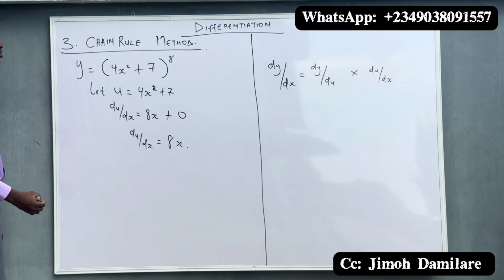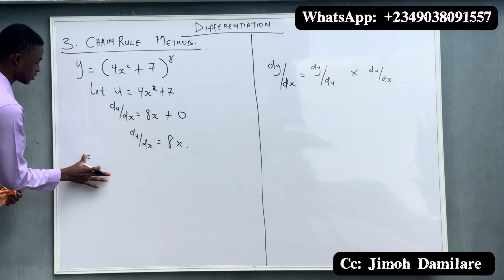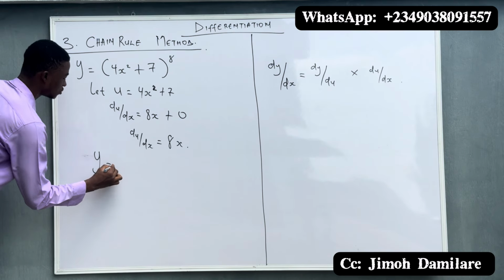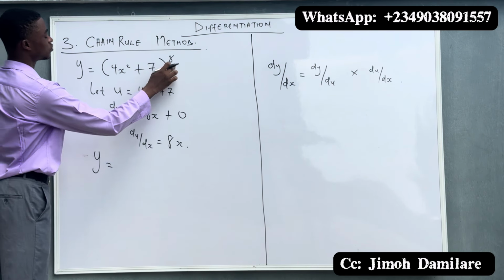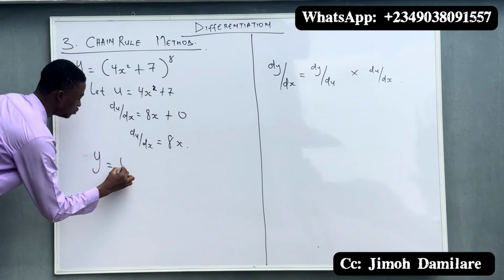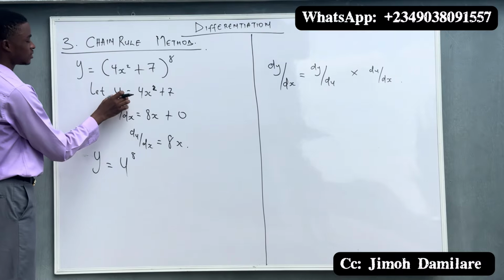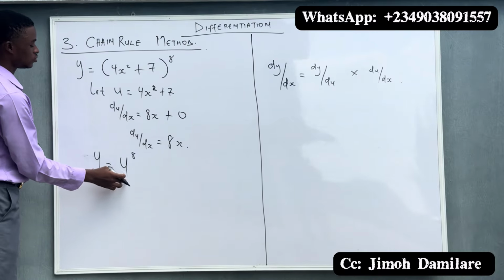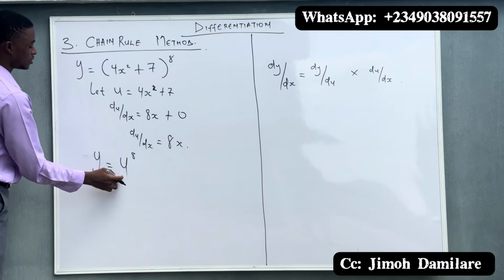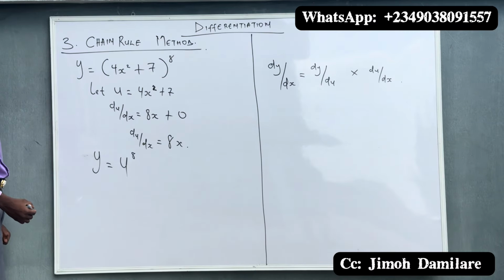So now that we have gotten our du over dx, we can then proceed to get our dy over du. So in doing this, let's say y is equal to, so instead of writing 4x squared plus 7 raised to power 8, we know that everything in this bracket is equal to u. So we can now write y as u raised to power what? 8. So we can write y as expressed in terms of u. So we have y is equal to u raised to power 8 because everything in this bracket is u. So now that we have y is equal to u raised to power 8, we can differentiate y with respect to u. And that is how we get our dy over du.